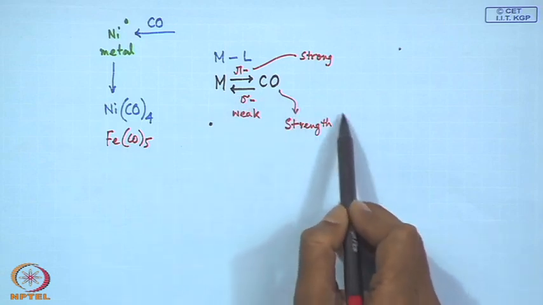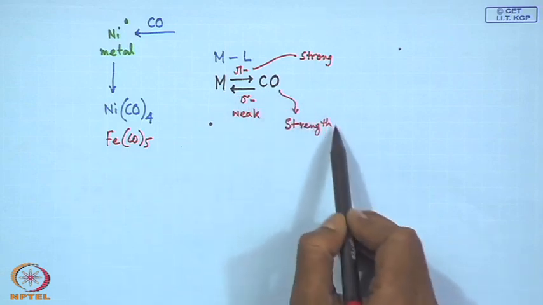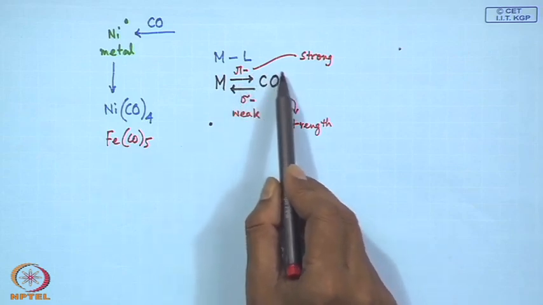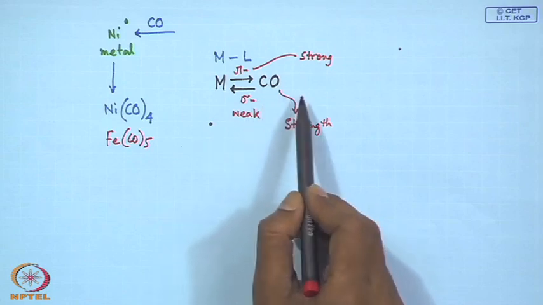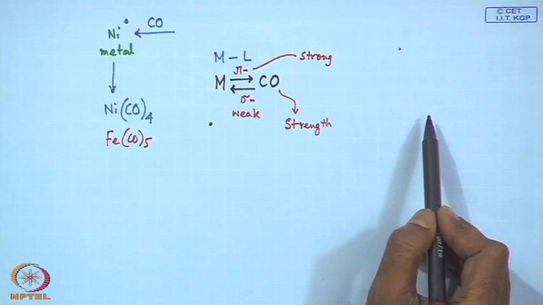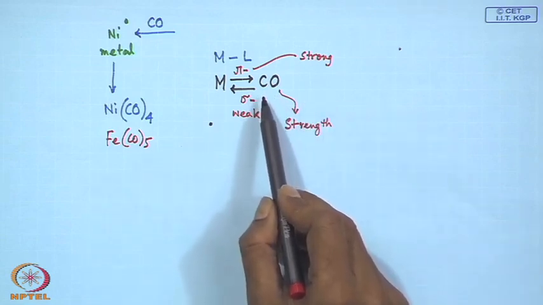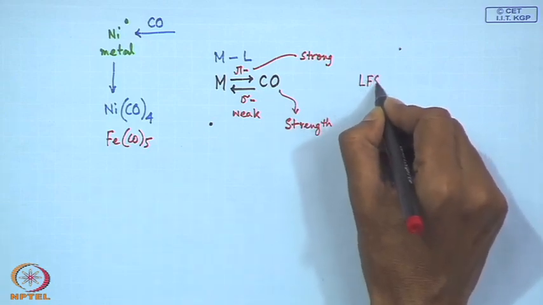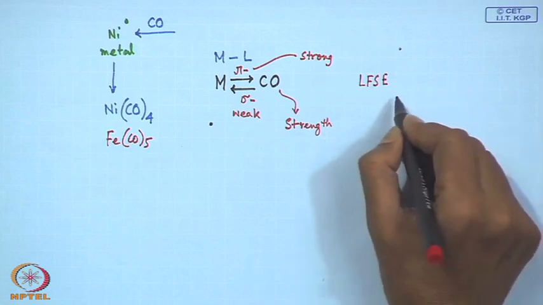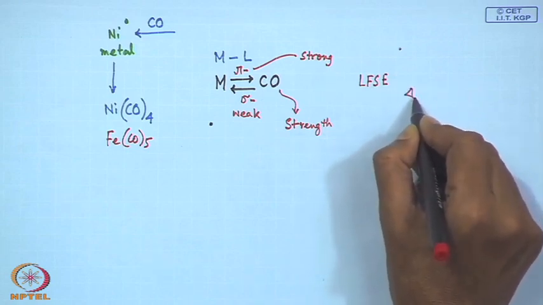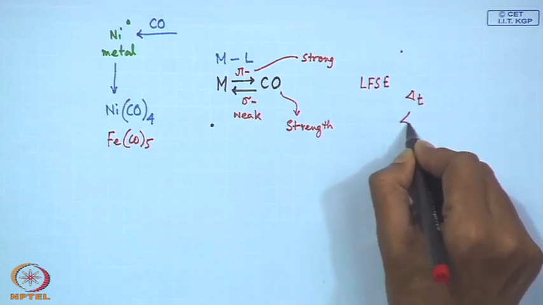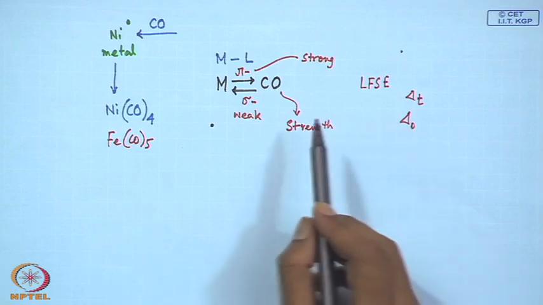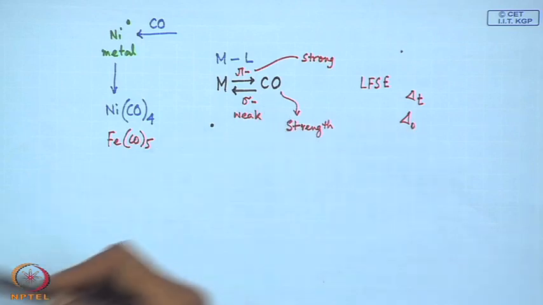Definitely this strong interaction tells us that carbon monoxide is a very strong ligand, though we have a very weak sigma interaction. Due to the strength of carbon monoxide as a ligand, we place it on the right hand side of the spectrochemical series and consider it a strong ligand. The corresponding ligand field splitting and ligand field stabilization energy, delta T or delta octahedral depending upon the symmetry, will be bigger due to the strength of this carbon monoxide molecule.